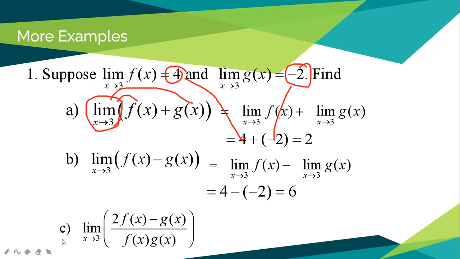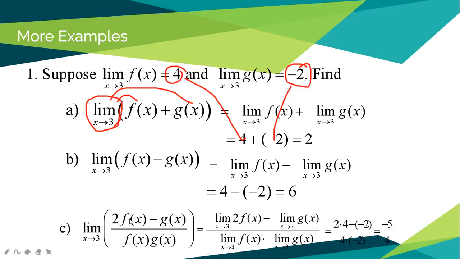Next, the limit of 2 f of x minus g of x all over f of x times g of x as x approaches 3. We can substitute the limits. So we have 2 times 4, or 2 times the limit of f of x, so 2 times 4 minus g of x, which is equal to negative 2, all over 4, since the value of f of x is 4, and negative 2, the value of g of x.